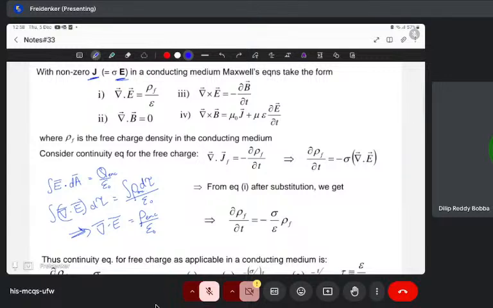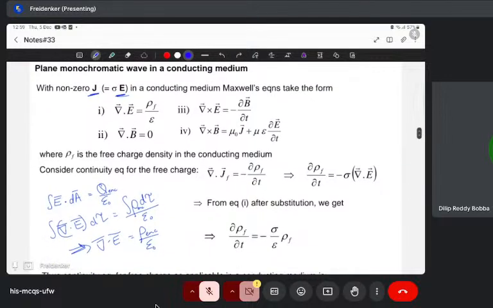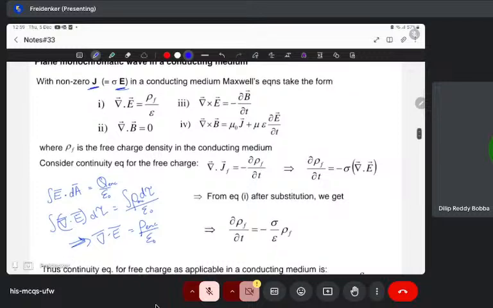Maybe it looks like it because they never mentioned anything about P. We will assume P is 0. If P is 0, then fine. Rho bound is 0. But the thing is, if you write P is 0, then epsilon will not be epsilon. Fine, I'll just continue with whatever is here.